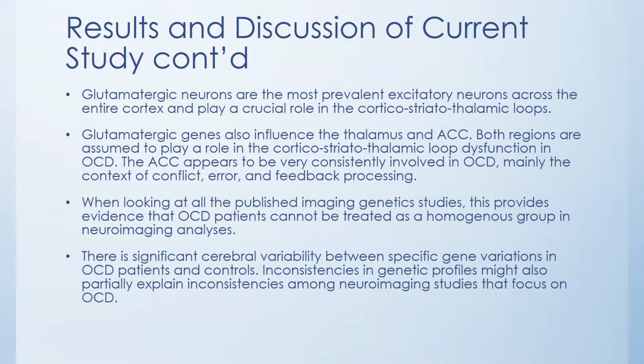With these results, there are some findings that were consistent amongst a good amount of these studies. What this evidence provides is that OCD patients cannot be treated as a homogeneous group in neuroimaging analysis. There is a significant cerebral variability between specific gene variations in OCD patients and controls. Inconsistencies in genetic profiles might also partially explain inconsistencies among neuroimaging studies that focus on OCD.